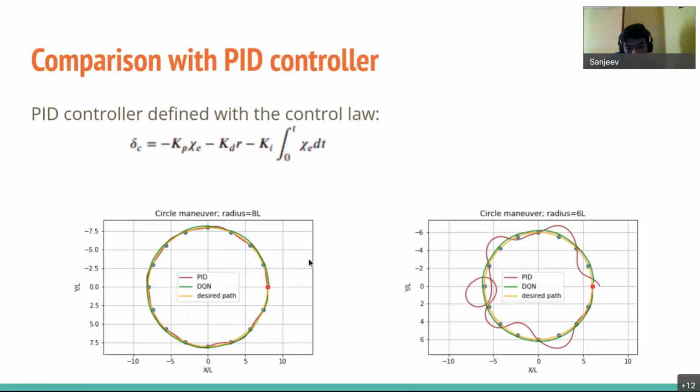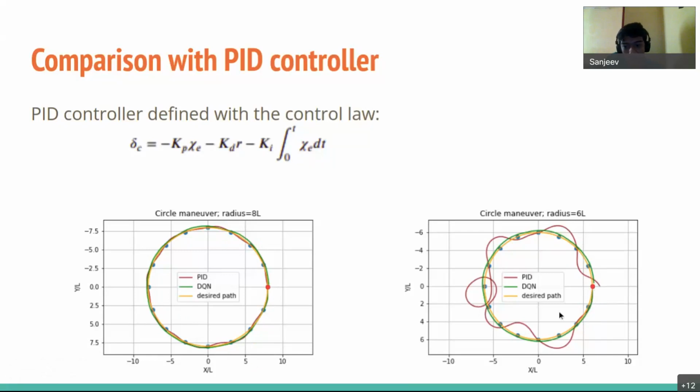But we tried to reduce the radius of the circle, so this will be a much sharper path. We noticed that when we increase the curvature, the PID was performing worse compared to the DQN agent.